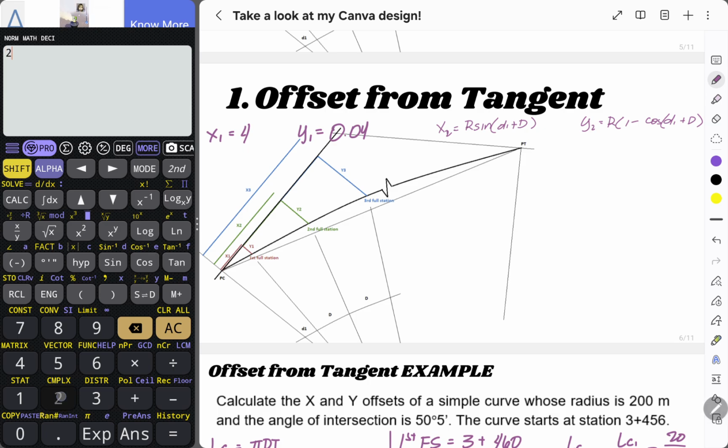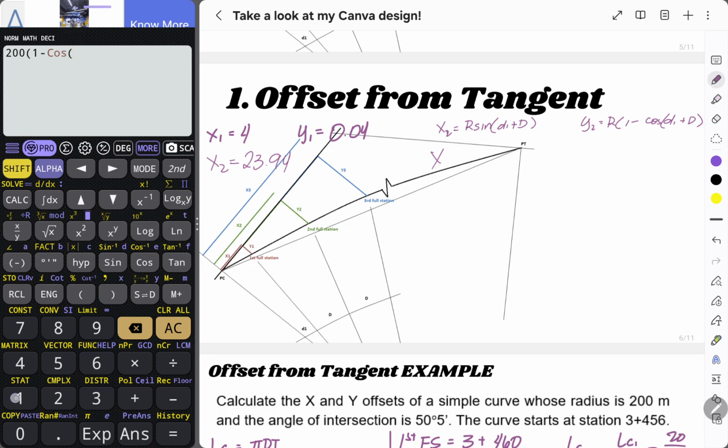Okay. So, 200 sine of 1,845.39 plus 543.46.93 equals x sub 2 is equal to 23.94.